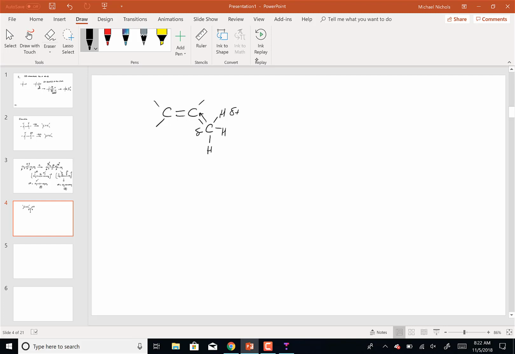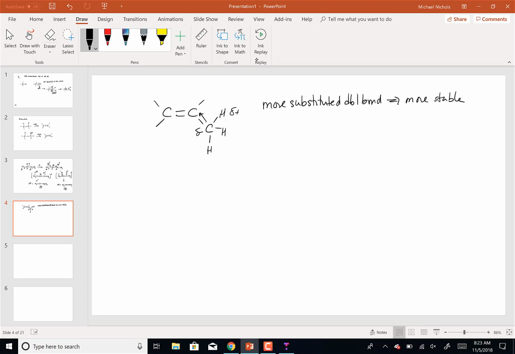Then it pushes the electron density into the double bond, because the double bond wants to get electron density, and the more electron density it gets, the more stable it is. So whenever you attach an alkyl group to a double bond, you make it more stable. So the more substituted the double bond, the more stable it is.